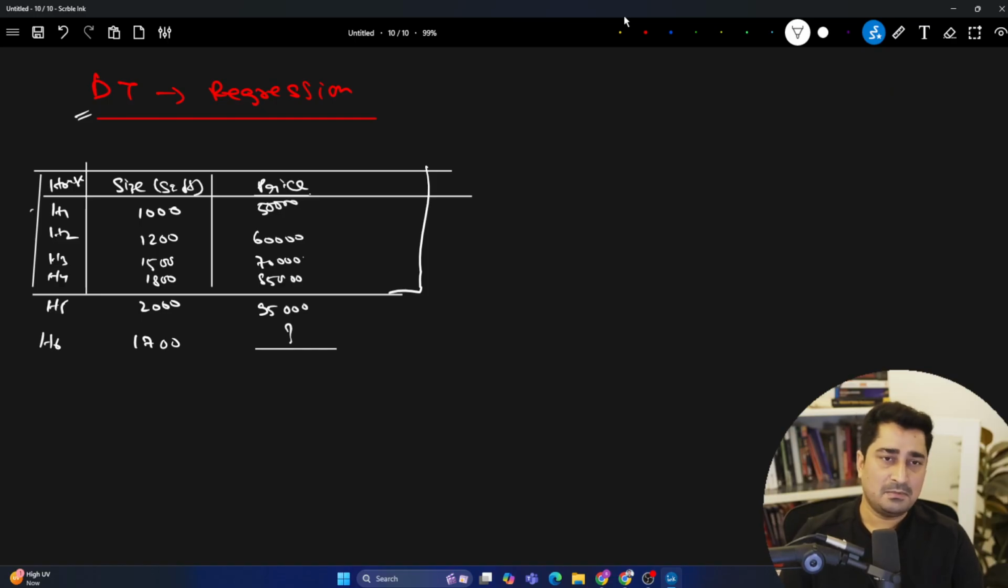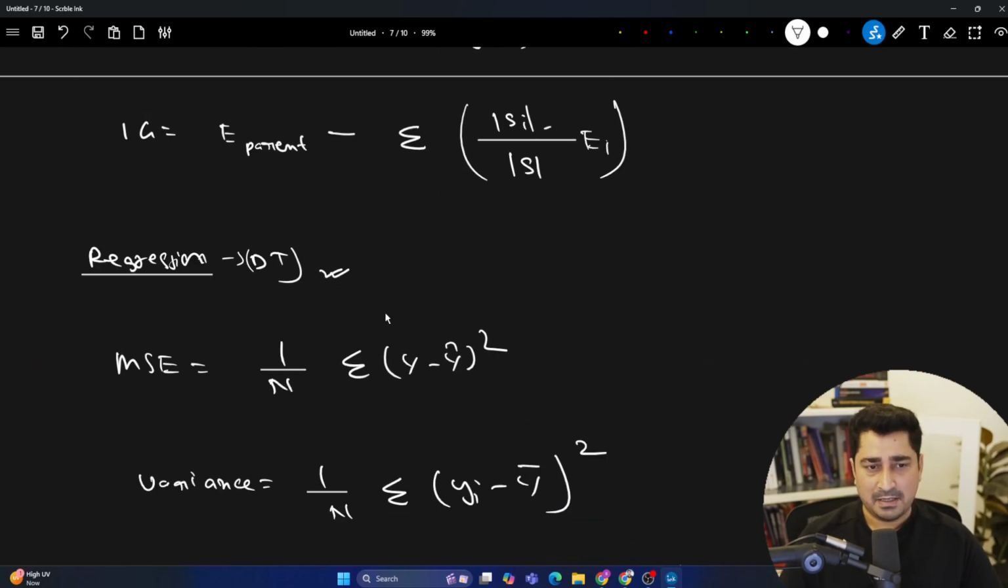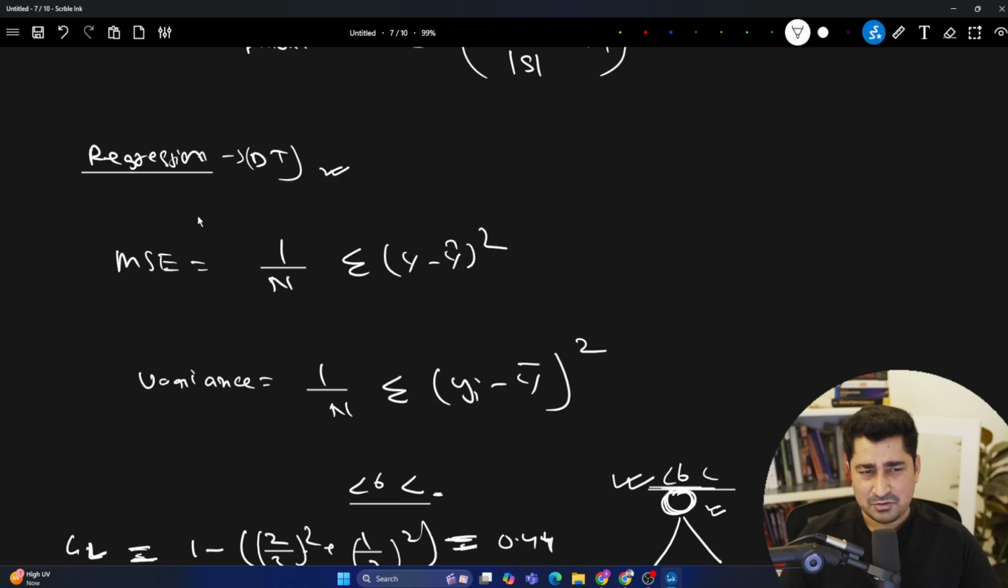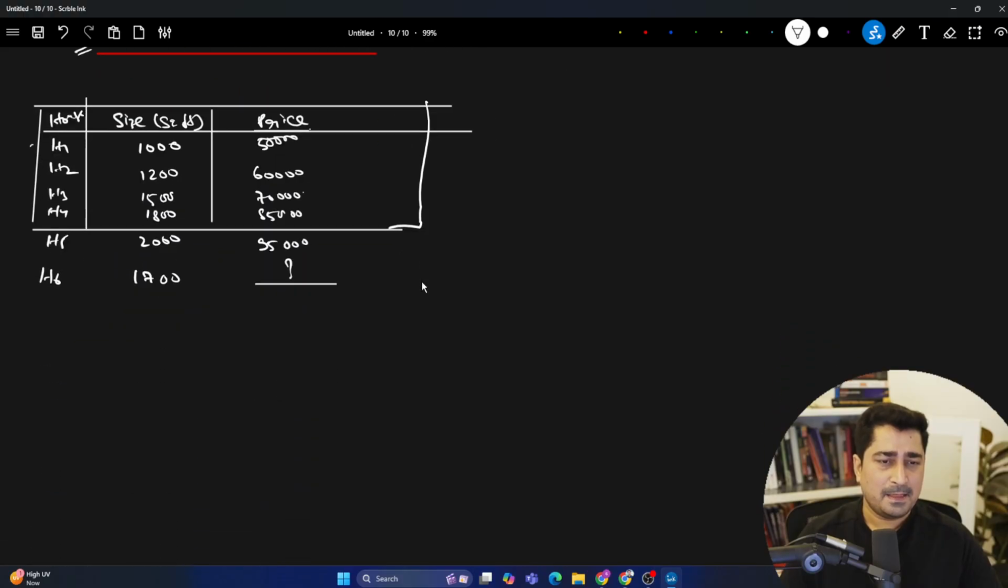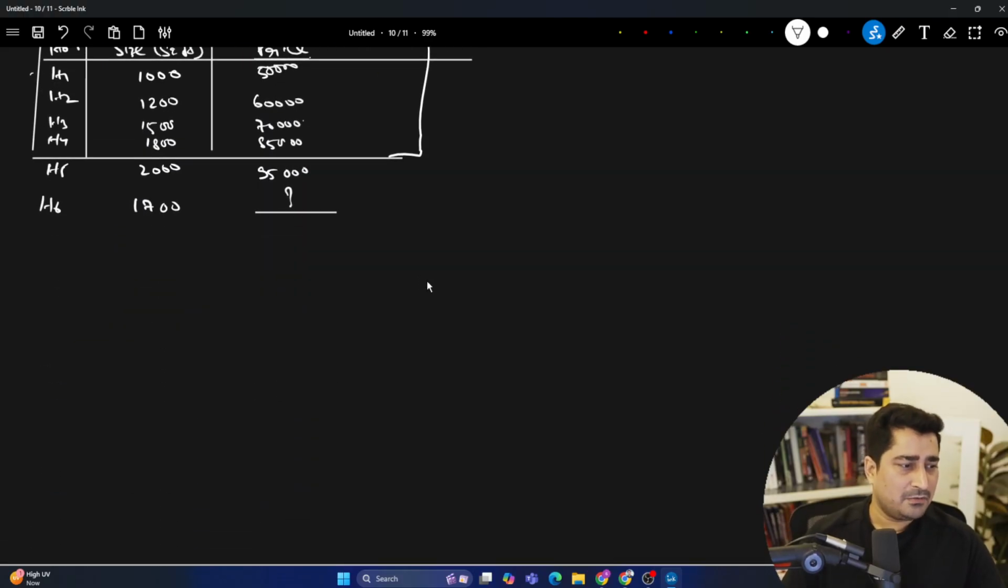I can even try to build a linear regression, I can try to do it. But we have to find out with respect to a decision tree. So how will I be able to do it? Let's try to understand. Like I have already mentioned in the very beginning, in case of regression, mean squared error and variances we are going to calculate. So here I'll try to calculate the mean squared error.